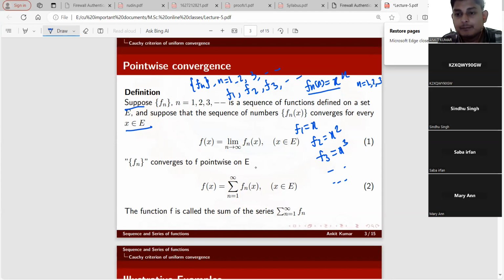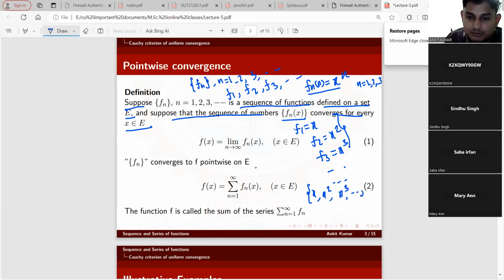So this is the basic concept of a sequence of functions: the functions are arranged in the form of a sequence, because a sequence is a function from the set of natural numbers. Here we use the concept of a sequence of functions defined on a set E, where E is any set, and suppose the sequence of numbers f_n(x) converges for every x belonging to E. If we form from these numbers a set, it looks like x, x squared, x cubed, up to x to the power n.